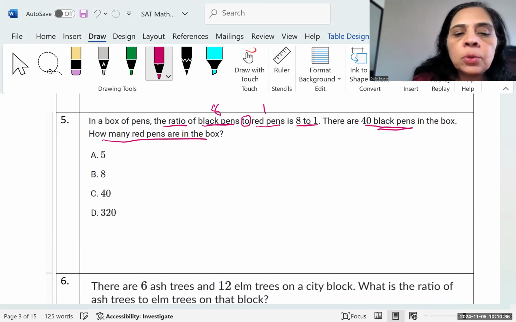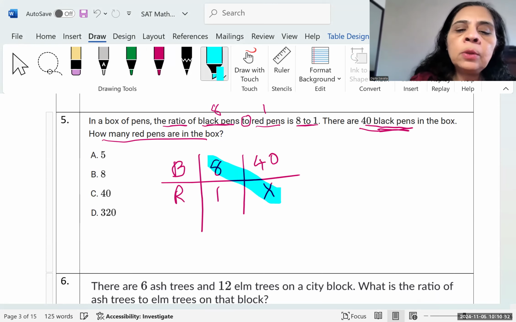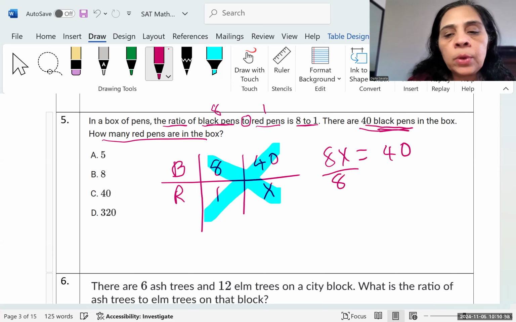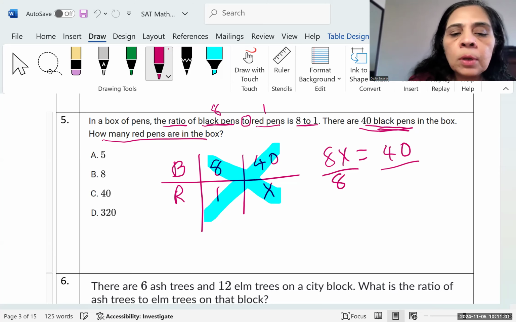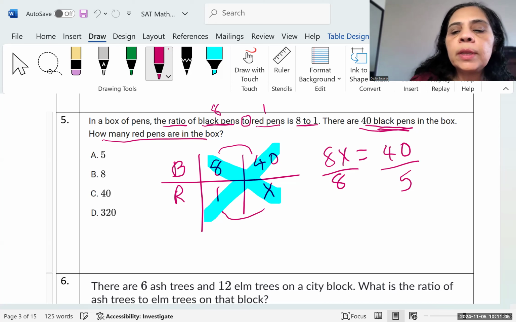How many red pens? So you can just make a ratio table. Again, you can do black and red pens. So they give you black is 8, red pen is 1. How many black pens? It's on top, and this one we need to find. Again, you can do cross multiplication. 8x equals 1 times 40. It's a very simple question. You can just think about you are multiplying by 5. So you will get the answer is 5.